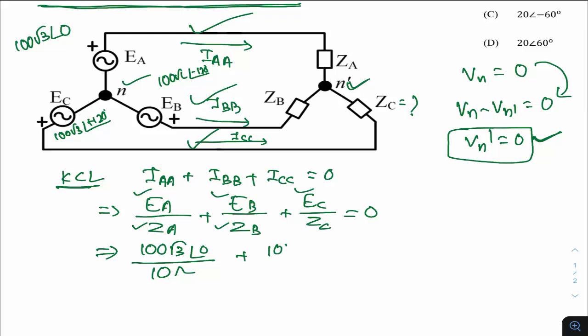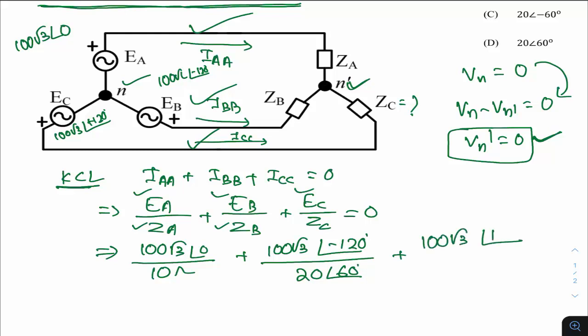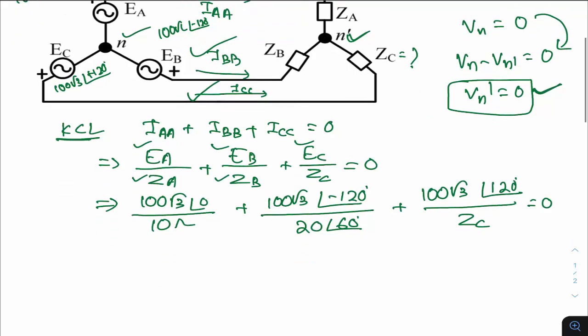EB is 100 root 3 at an angle of minus 120 divided by the impedance 20 at an angle of 60 degrees, plus EC is 100 root 3 at an angle of plus 120 degrees divided by ZC. This equals 0. So now we have to simplify this. What is the first term? You will get 100 root 3 by 10, so this is basically 10 root 3. 10 root 3 at an angle 0 is equivalent to 10 root 3.